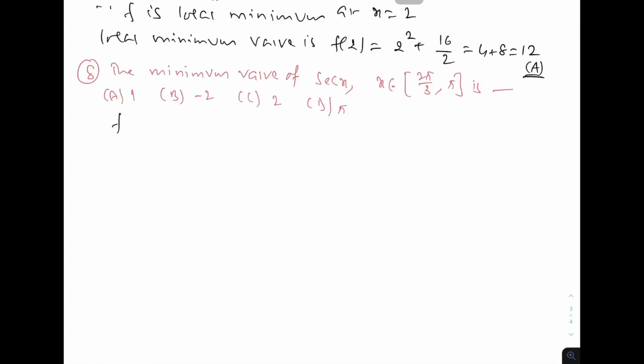It's not difficult. f(x) is sec x and we are given x in the interval 2 pi by 3 to pi. Now f dash x is sec x into tan x. Okay. Now see, we are having the interval 2 pi by 3 to pi. That means this is in the second quadrant.